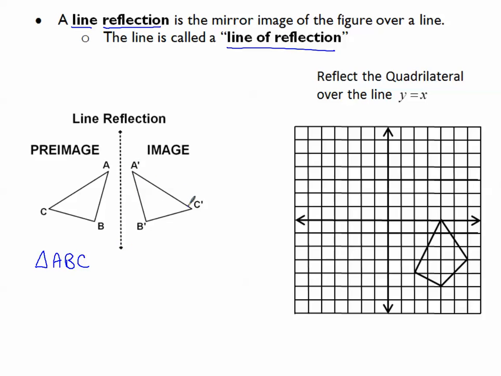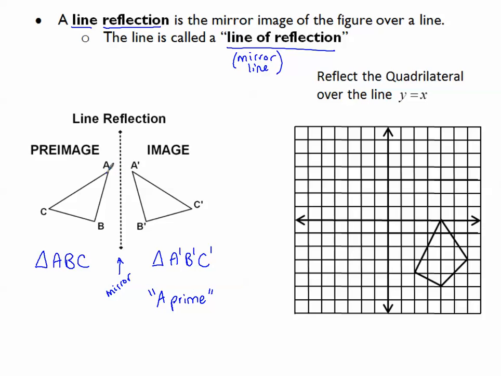Think about looking in a mirror. The line of reflection is kind of like the mirror line. So imagine this is you standing in front of your mirror. This would be like the mirror, the line of reflection, and what you see is your image. And the way we label those points is with the primes, A prime, B prime, C prime. So this would be triangle A prime, B prime, C prime. So remember, the way that we say that is A prime, B prime, C prime.